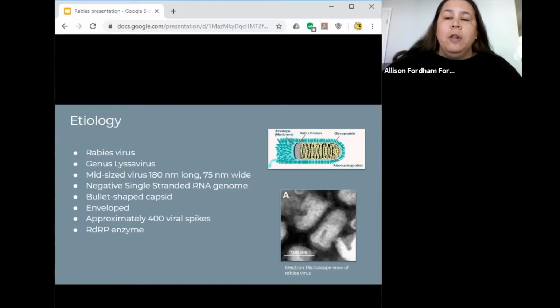Approximately 400 glycoprotein polymer viral spikes, roughly 10 nanometers long each, stud its envelope. This RNA virus encodes 5 proteins, one of which is the enzyme RNA-dependent RNA polymerase.